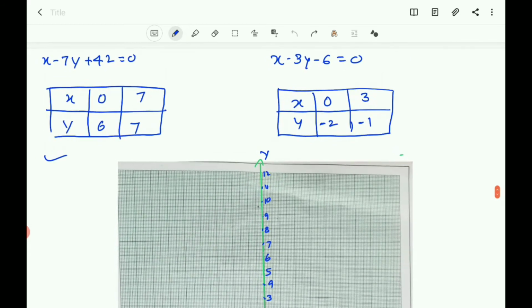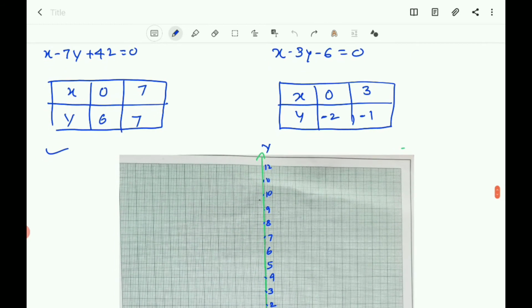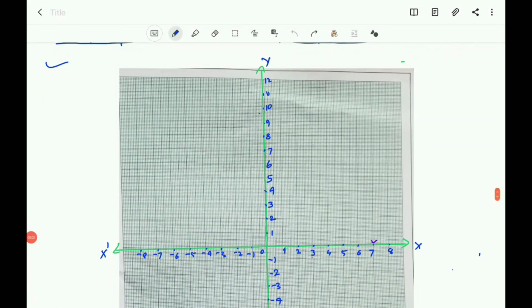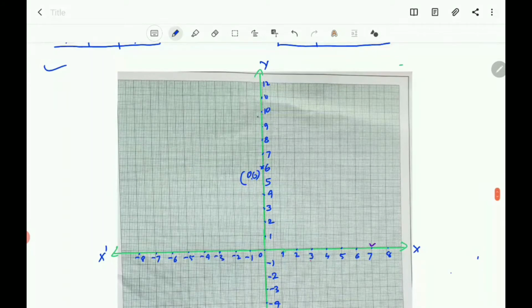And now see here the solution of the first equation, x minus 7y plus 42 is equal to 0. First one is 0, 6 here. You find the 0 and straight you go to 6 here. Here 6 is here, so it is the point 0, 6. And also the next point is 7, 7. Here there is a 7 and straight you go to reach 7. Here there is the point 7, and that is 7, 7. You join those two points to get the straight line.